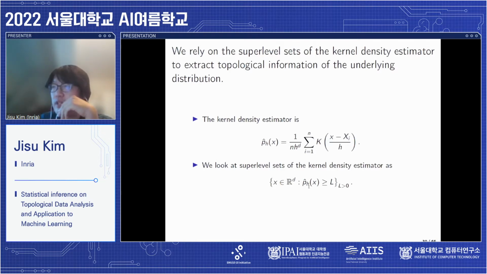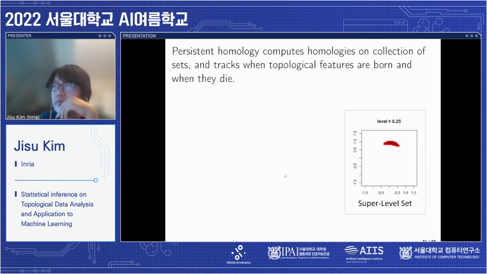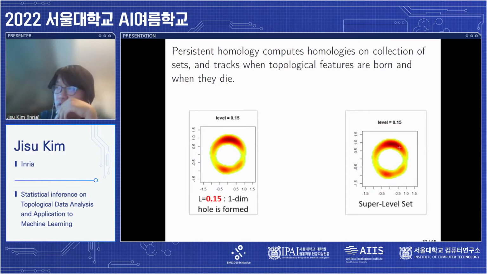decrease the level, and then we look at the super level set at each level. Here we use the kernel density estimator, and we start from level infinity and then decrease the level to 0. For example, at level 0.25, you'll see this kind of super level set. The super level set is the set of points whose function value is larger than 0.25. And then, for example, when the level reaches 0.15, you'll see this loop.